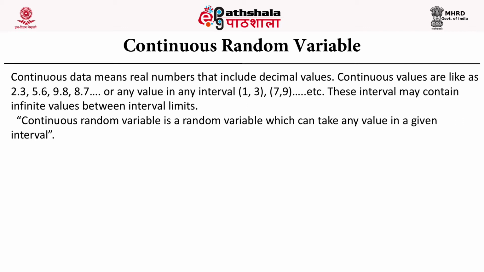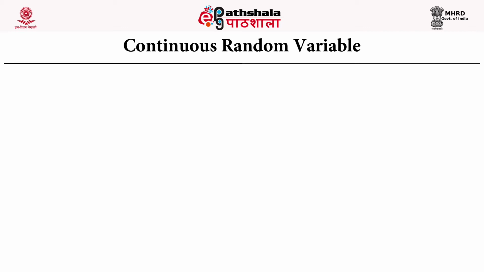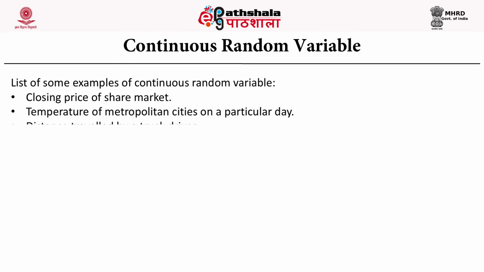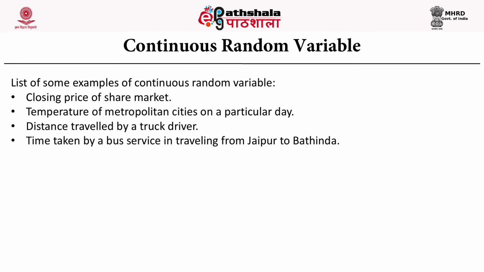A continuous random variable is a random variable which can take any value in a given interval. Here is a list of some examples of continuous random variables: the closing price of the share market, the temperature of metropolitan cities on a particular day, the distance traveled by a truck driver, and the time taken by a bus service in traveling from Jaipur to Bathinda.